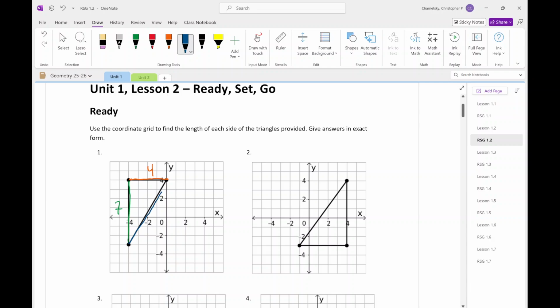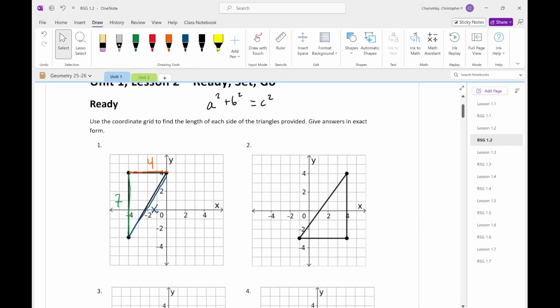And we don't know what the diagonal is, the hypotenuse. But we can use Pythagorean theorem. So remember Pythagorean theorem, a squared plus b squared equals c squared, where c is always the hypotenuse. So if we plug that in for number 1, we're going to have 7 squared plus 4 squared equals x squared.